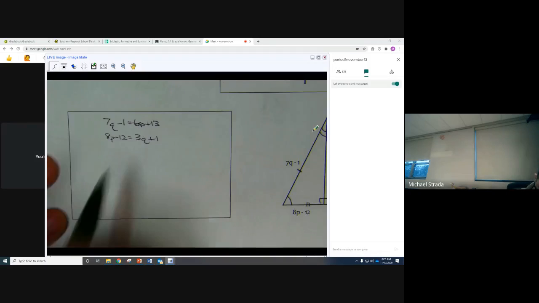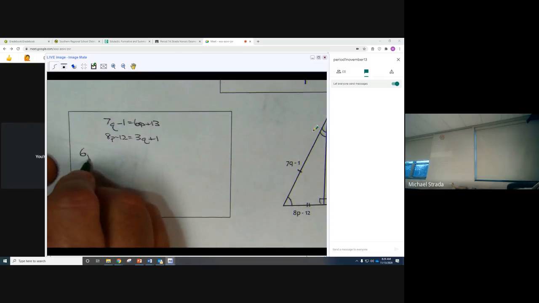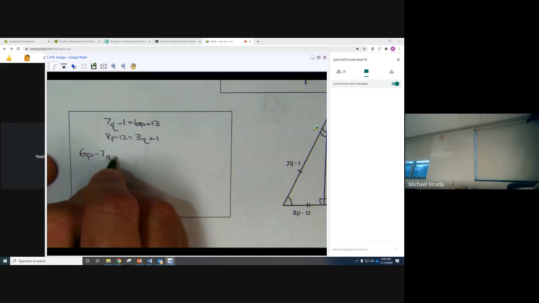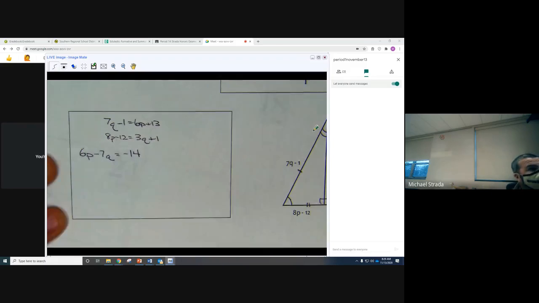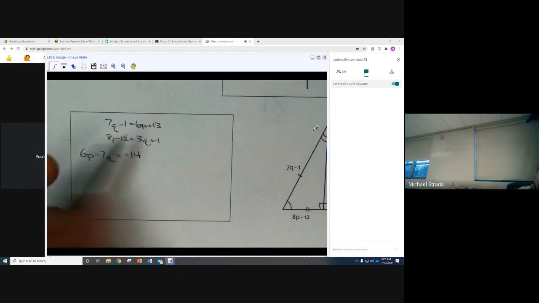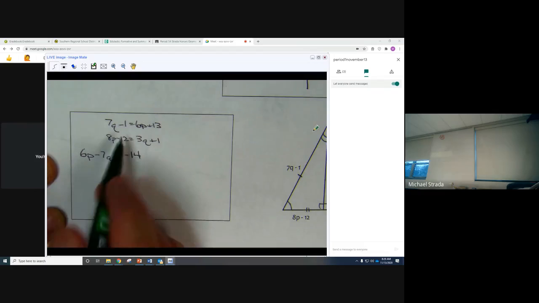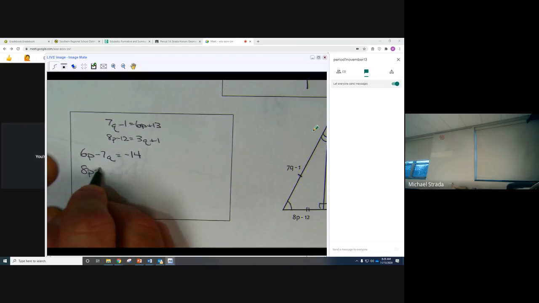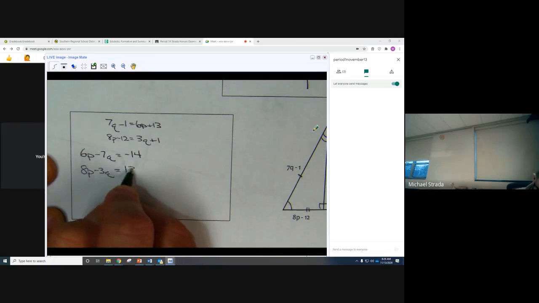So, to get this one in standard form, 6p minus 7q equals negative 14. Everybody good with that? I just brought the 7q over there. I brought the 13 over there by subtracting. Do the same thing here. 8p minus 3q equals positive 13.